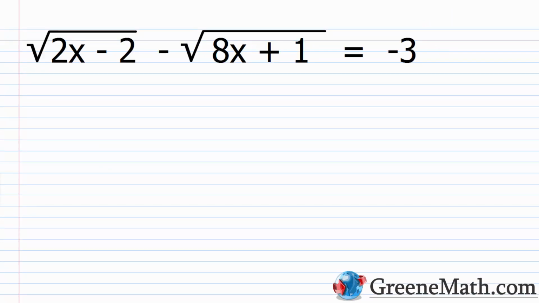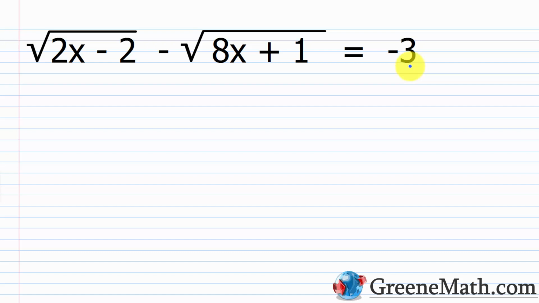So suppose we have the square root of 2x minus 2 minus the square root of 8x plus 1, and this is equal to negative 3. All right, so the idea here is that I've got two square roots. I've got to isolate one of them first, square both sides. Then I'm still going to have a radical, so I'm going to have to do it again. So this is just a more tedious problem.